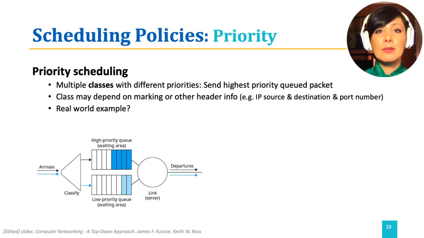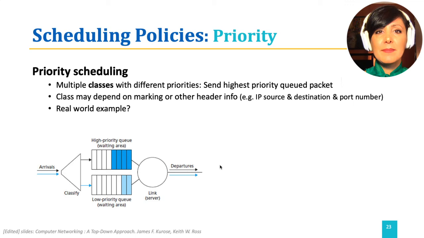For example, in the figure, the top queue with the dark blue packets shows the high priority queue, and the lower queue with the light blue packets shows the low priority queue. The link server will serve the higher priority packets first and the lower priority queue after, when there is no higher priority packet available. Can you think of a real-world example? Maybe airplane boarding with different ticket classes?